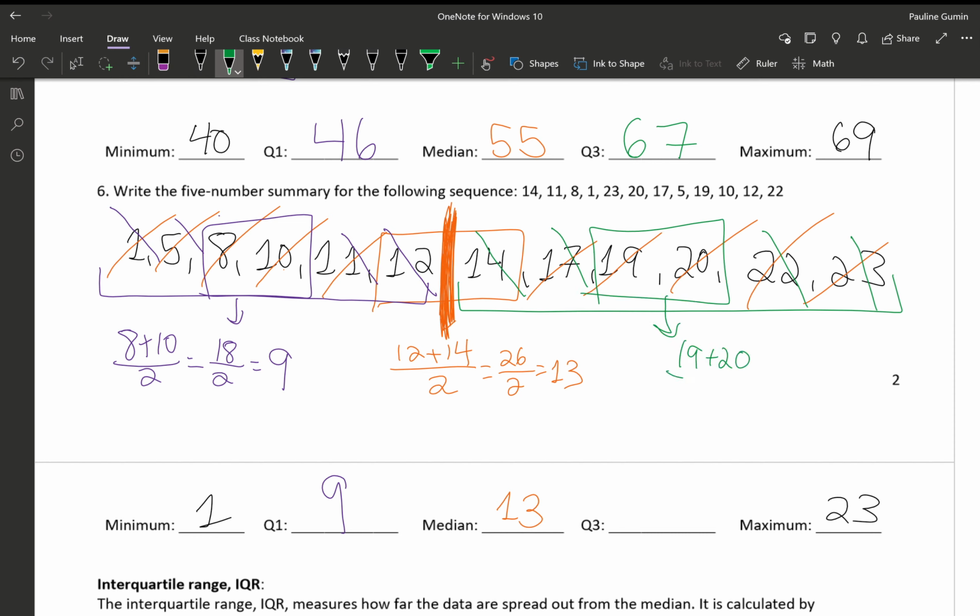So we're going to do 19 plus 20. That's 39 divided by 2 is 19.5. I did have a few students, very few, who were able to look at 19 and 20 and say, I know exactly what's in the middle. It's 19 and a half. If you're unsure, there is no shame in using the calculation that I showed you.